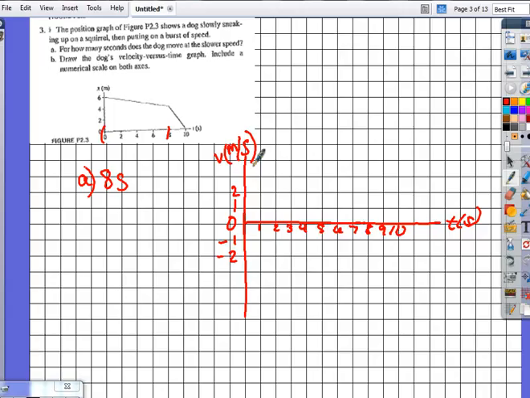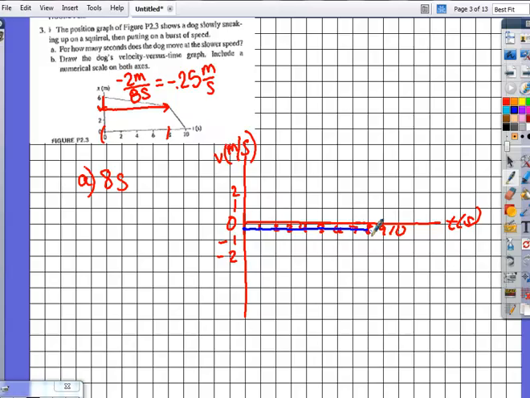So the first thing I have to do is look at my slope. So I need to look at this slope here. So I'm going negative 2 meters per 8 seconds. That is negative 0.25 meters per second, or negative 1/4 meters per second, and I keep that for 8 seconds. So on my graph, I want to draw that. Here's negative 0.25, right about here, and I need to keep that constant speed for 8 seconds.